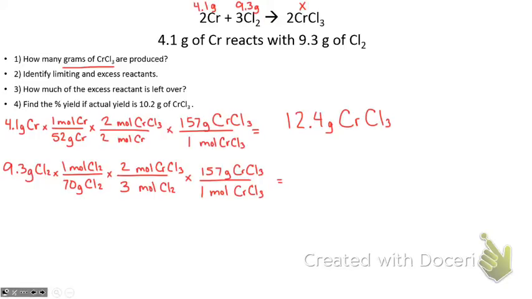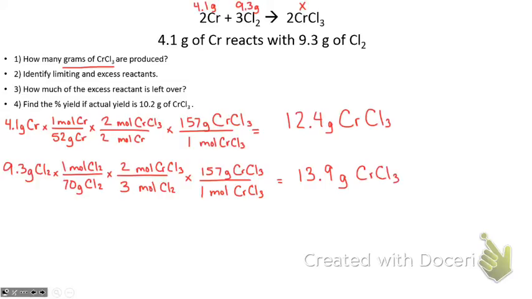And again, how do I solve this? You're going to multiply by everything up top. Punch in your calculator 9.3 times 1 times 2 times 157. Then hit divide by. You'll divide by everything in the denominator. Divide by 70, divide by 3, divide by 1. And you should get something along the lines of 13.9 grams of my product.